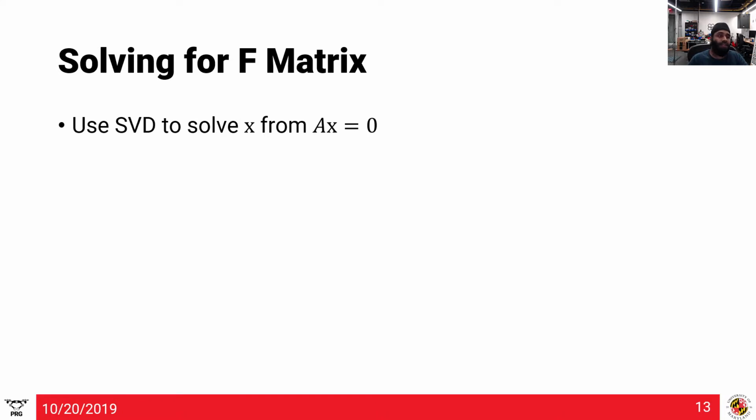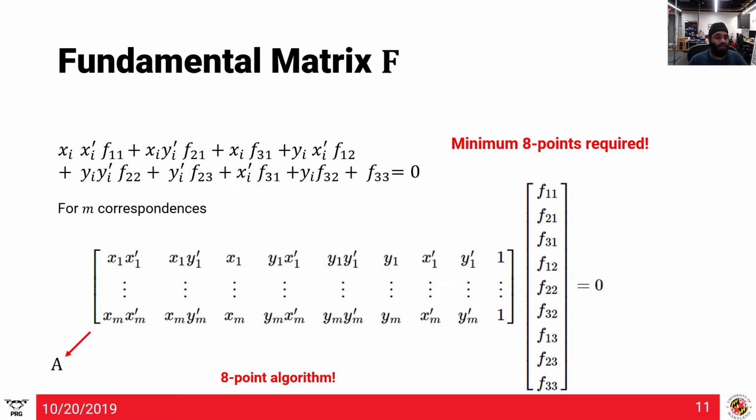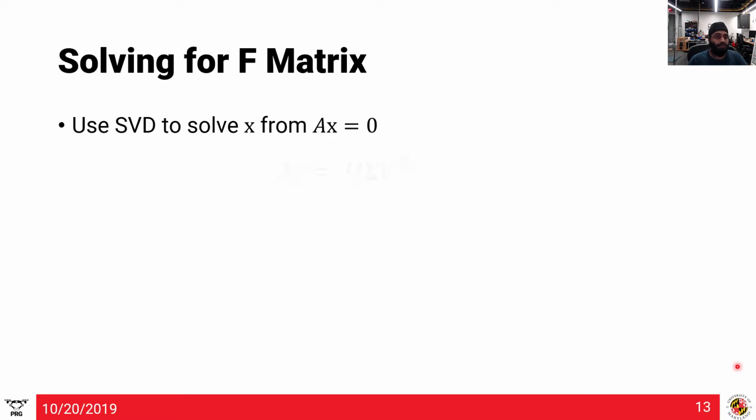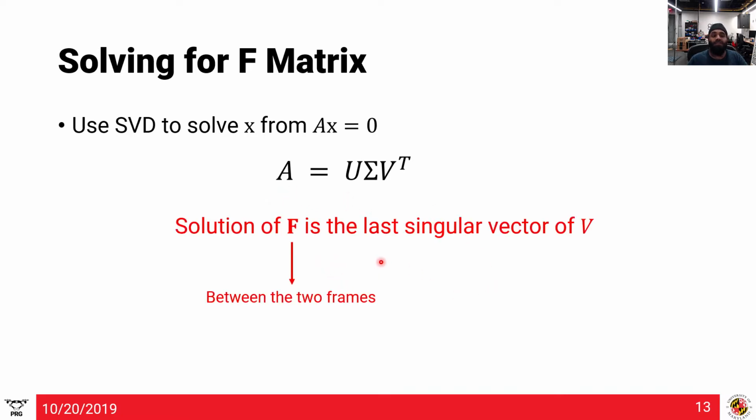So basically the way you solve it is, as we discussed, you want to solve for x from Ax equal to 0, A being this entire matrix. You write A equal to U sigma V transpose, and the solution of F is the last singular vector of your V. And this F computed from the solution of this SVD is between the two frames that you took the images from. So let's say you took 3 images, you will have one fundamental matrix between image 1 and image 2, and another fundamental matrix between image 2 and image 3.